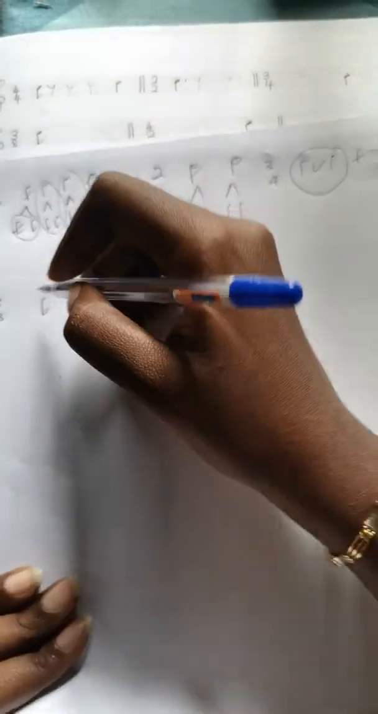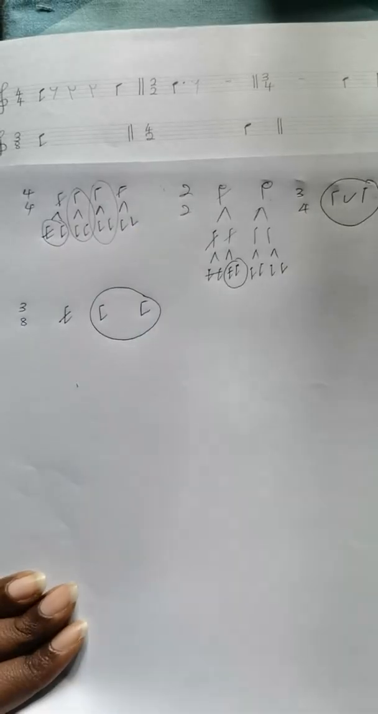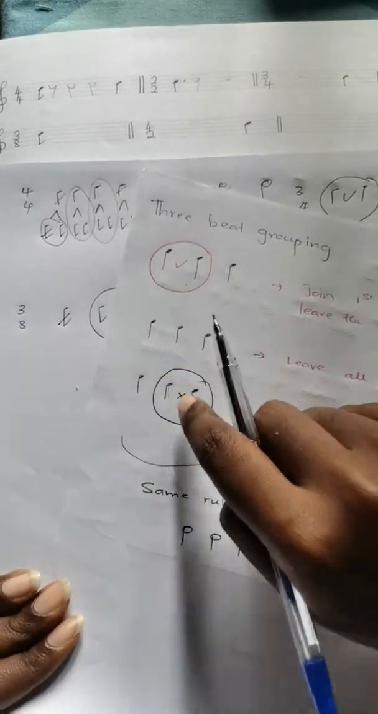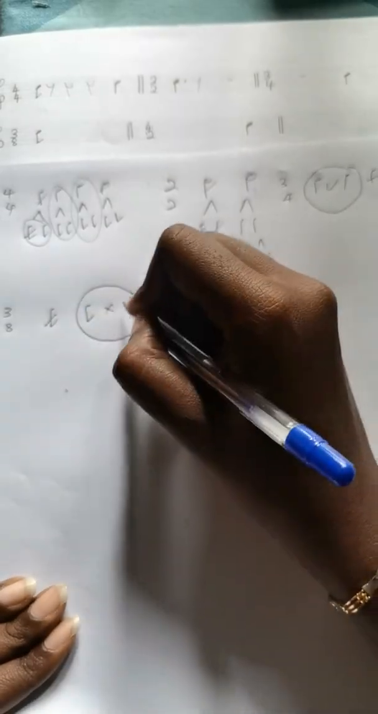Next question, 3-8 stands for 3 quaver beats in a bar. Out of that, 1 already they gave, so we have another 2. But in a 3 beat grouping, the last 2 we can't add. Therefore, you must write this separately as 2 quaver beats.